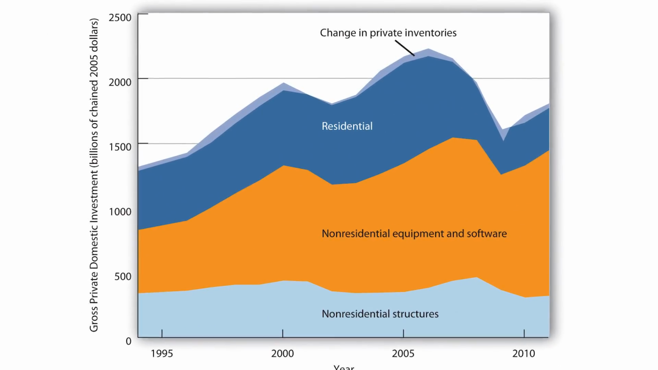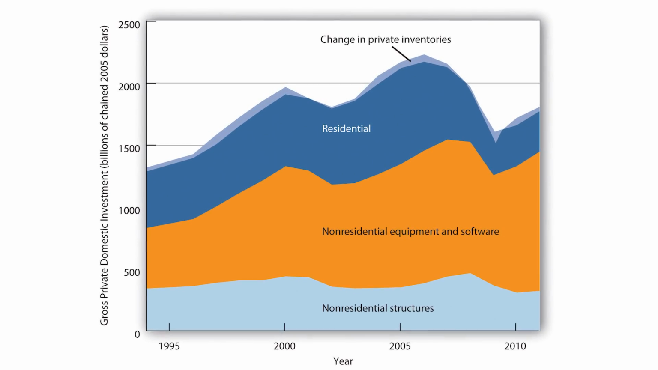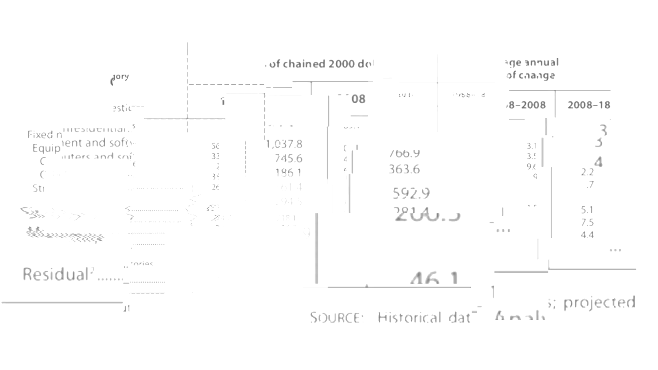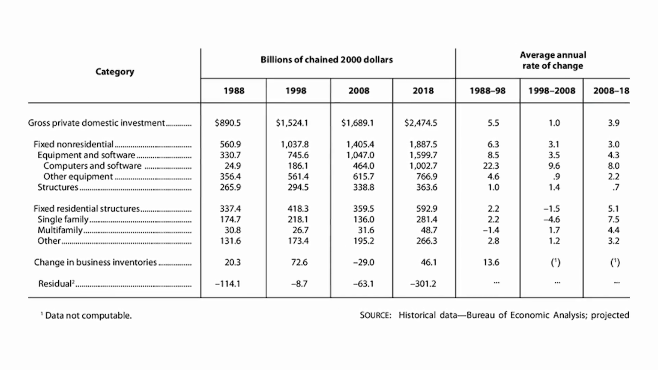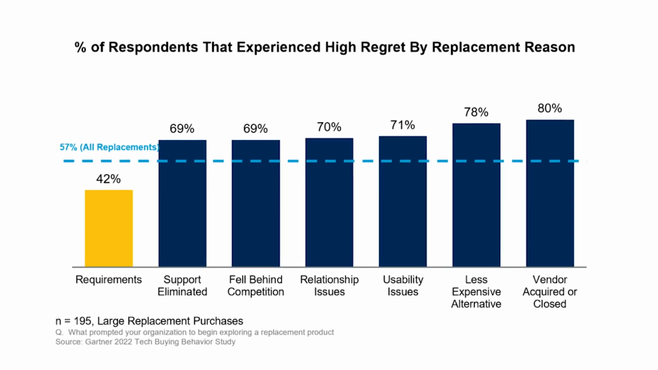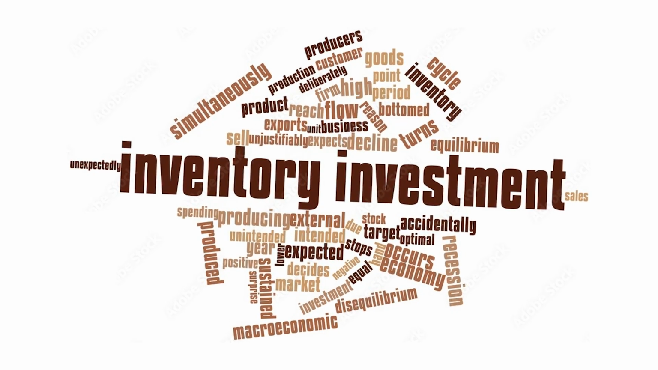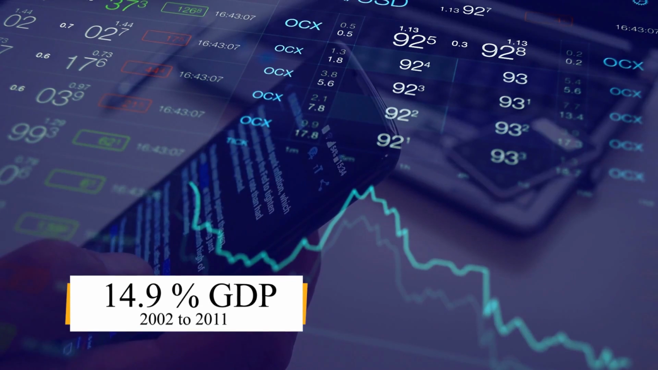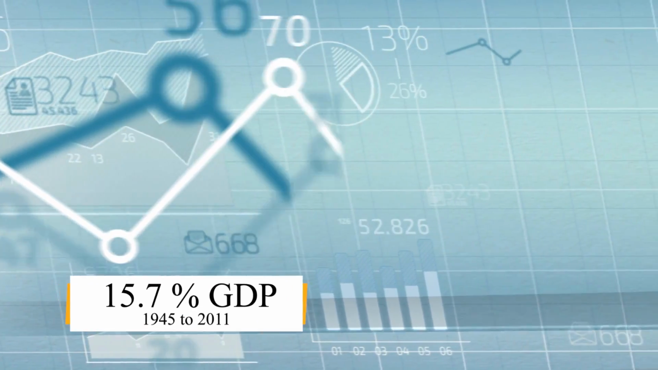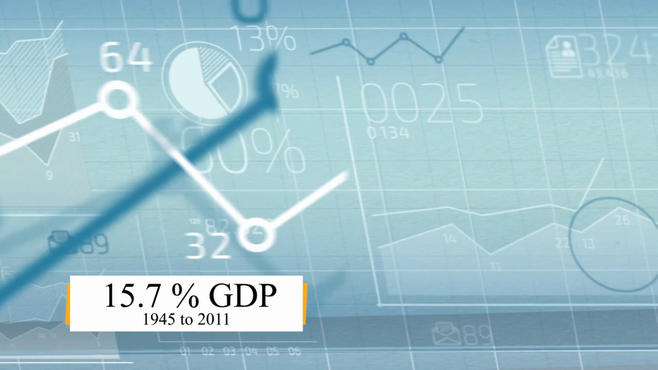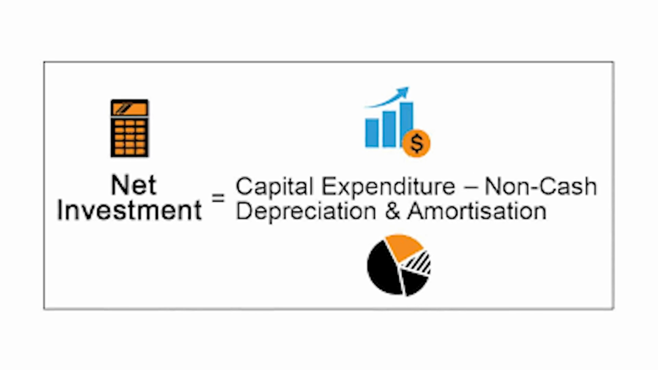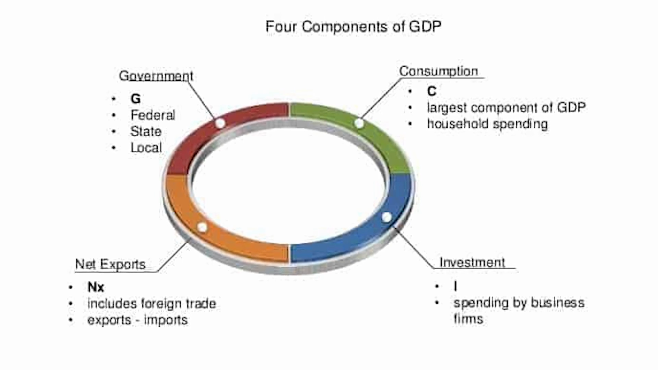Gross private domestic investment (GPDI) is a measure of physical investment used to calculate GDP, which is used to measure a country's economic activity. This is an essential component of GDP since it serves as a forecast of its future productive capacity. It covers replacement purchases as well as net capital asset additions and inventory investments. It was 14.9% of the GDP from 2002 to 2011 and 15.7% of the GDP from 1945 to 2011. Gross investment less depreciation equals net investment. It is by far the least stable of the four components of GDP.